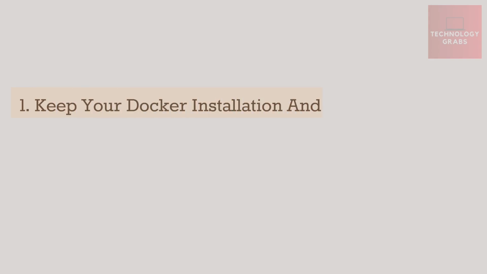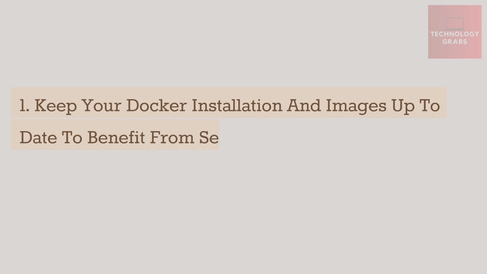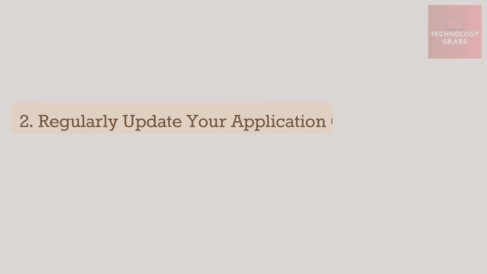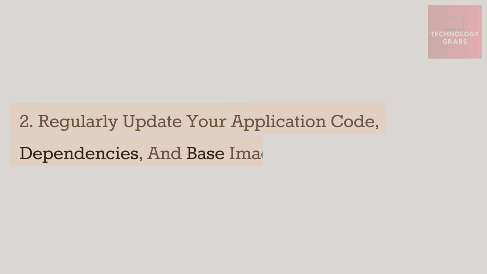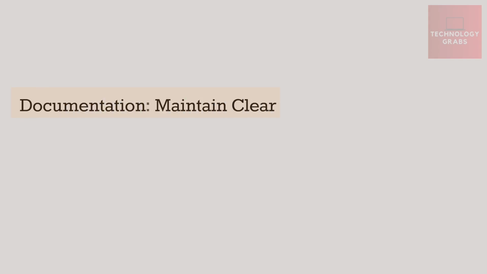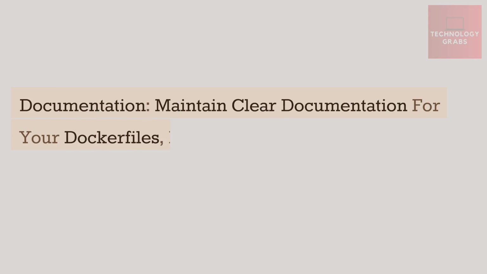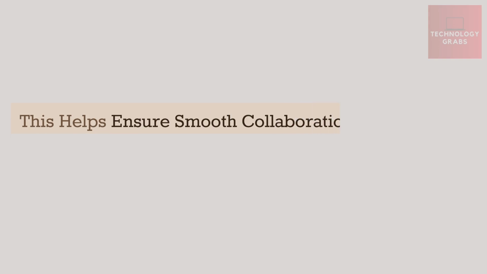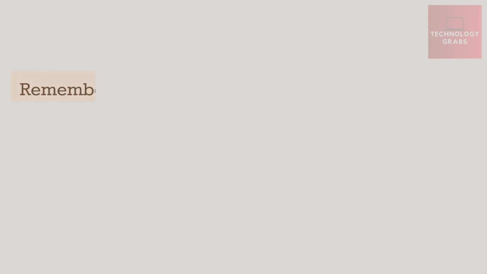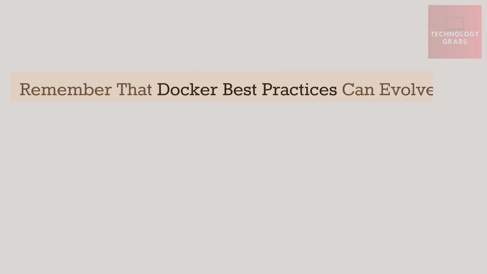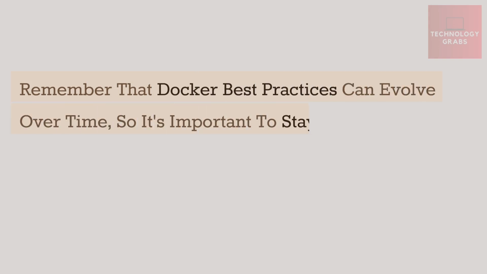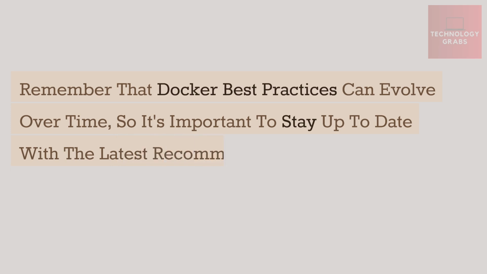Regular updates. 1. Keep your Docker installation and images up to date to benefit from security patches and bug fixes. 2. Regularly update your application code, dependencies, and base images. Documentation. Maintain clear documentation for your Dockerfiles, images, and deployment processes. This helps ensure smooth collaboration and future maintenance. Remember that Docker best practices can evolve over time, so it's important to stay up to date with the latest recommendations from the Docker community and security experts.